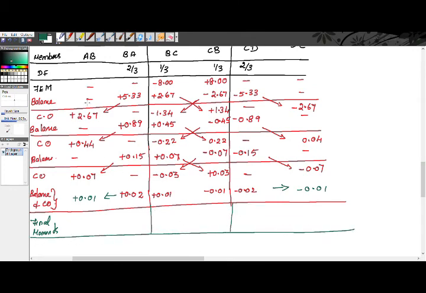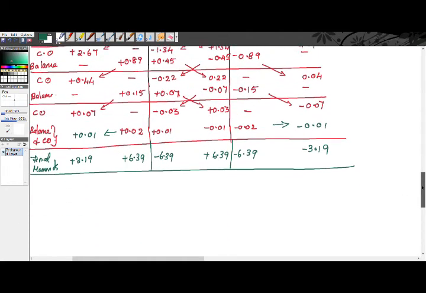So, final moments, you add all these values. Final end moments, MAB will be equal to plus 3.19. You add all these values, we get plus 6.39. Add all these from minus 8 to plus 0.01, we get minus 6.39. Similarly, here we get plus 6.39, minus 6.39 and minus 3.19. So our final moments are over.